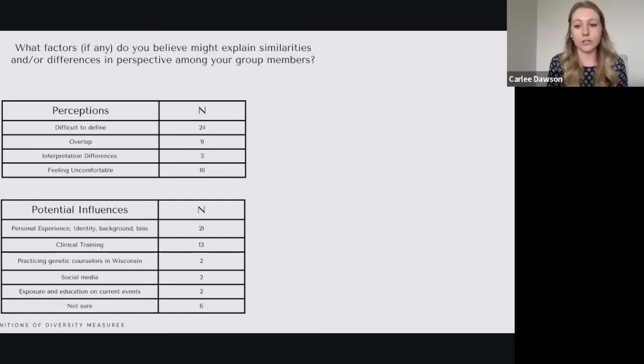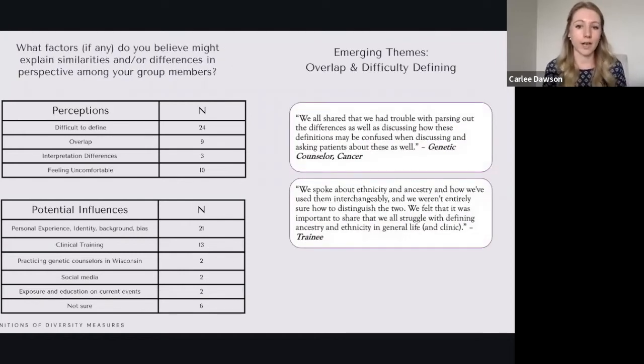So I wanted to share a couple of quotes that exemplify these perceptions. For overlap and difficulty defining, a cancer genetic counselor shared that we had trouble with parsing out the differences, as well as discussing how these definitions may be confused when discussing and asking patients about these as well. And then a trainee stated that we spoke about ethnicity and ancestry and how we've used them interchangeably. We weren't entirely sure how to distinguish the two. We felt that it was important to share that we all struggle with defining ancestry and ethnicity in general life and in clinic.